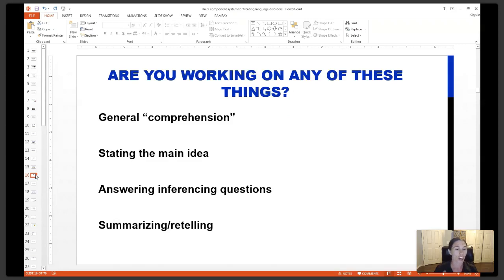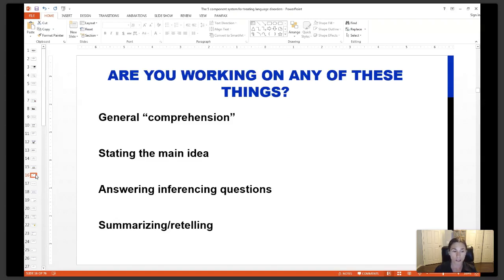So just general comprehension. So you read something to them or they read something and they're not able to tell you what they just read. Or getting the big picture, stating the main idea, answering inferencing questions, or just summarizing, retelling information. So yes, obviously, people are saying, yes, these are things that we work on all the time. These are things that we need to do in school in order to succeed. And we obviously would need to do them if we were in any type of work setting beyond school.